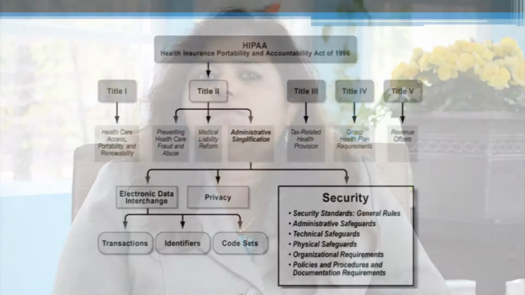HIPAA has been around for a long time, and now there are new rulings coming up each and every year. Last year, they came out with what is called the Omnibus Rule. It's nothing new, it's just an addition to the existing rule in HIPAA and HITECH. Now, where is this really going?